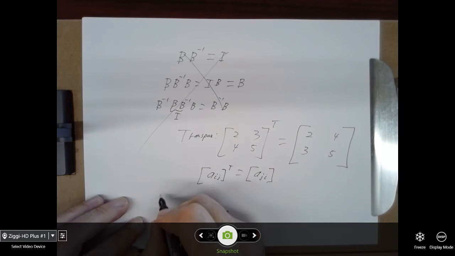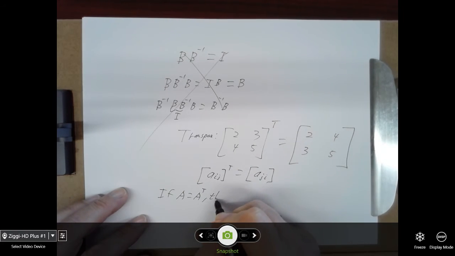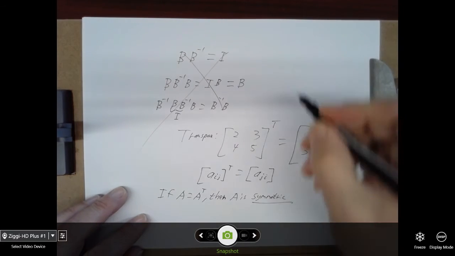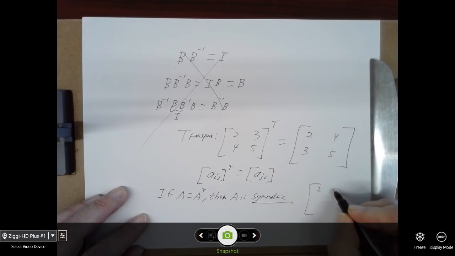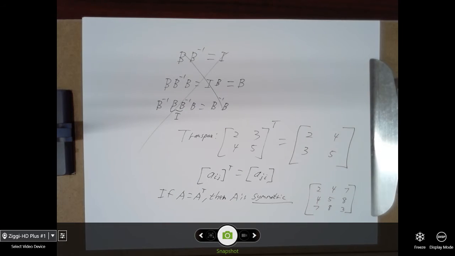And in some cases, a matrix is the same as its transpose. And in that case, we say A is symmetric. So what's an example of a symmetric matrix? Yeah, 2, 1, 1, 2 would be a nicer example. There's a 3 by 3. So if I swap the rows and columns, I get exactly the same matrix back.